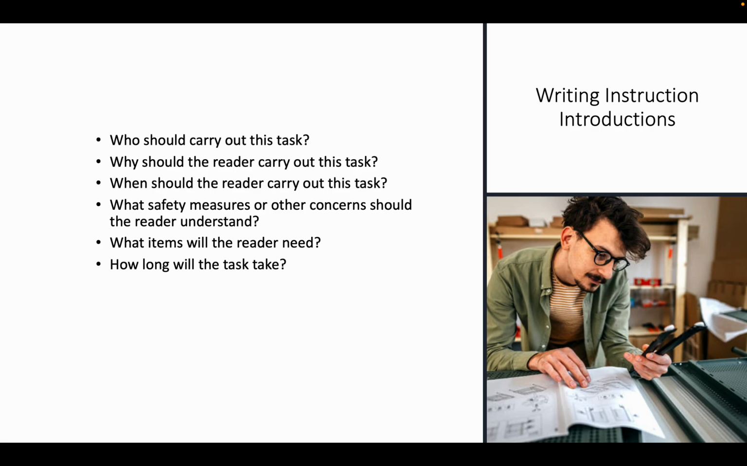So when you are writing instructions, there's some things that you should think about, like who is going to carry out this task. Is it important that this task is done by an adult? Is it important that this task is done by an electrician, right? Or can anybody do this task? Why should the reader carry out this task? If you put this item together incorrectly, is something bad going to happen? If you don't attach this bookcase to the wall, does it have the potential to fall and hurt a child? Those sorts of things.